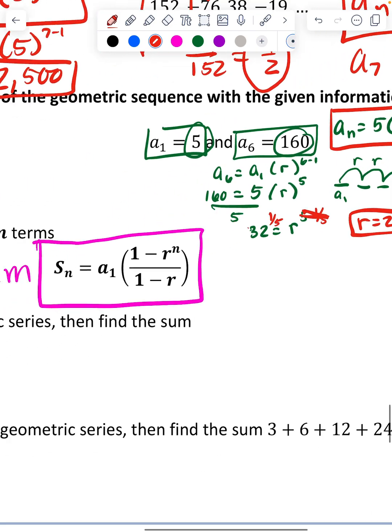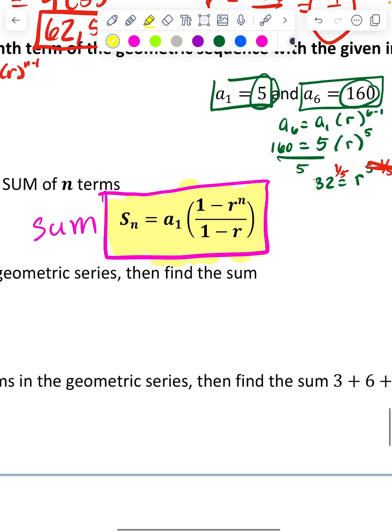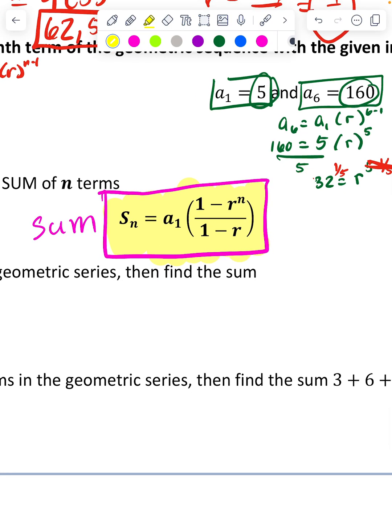All right, don't panic. All we're going to do here now is add stuff up. But instead of having to write them all out and add them, we're going to use this formula. It's all common things. This is a sum. This is going to be my first term. R is going to be my ratio, and you'll see that it's in there twice.